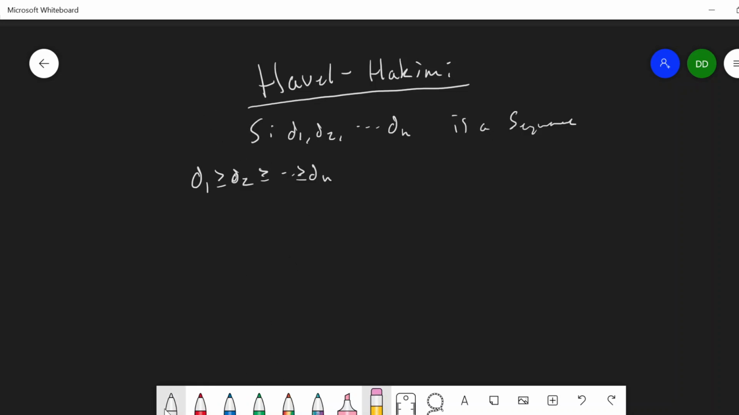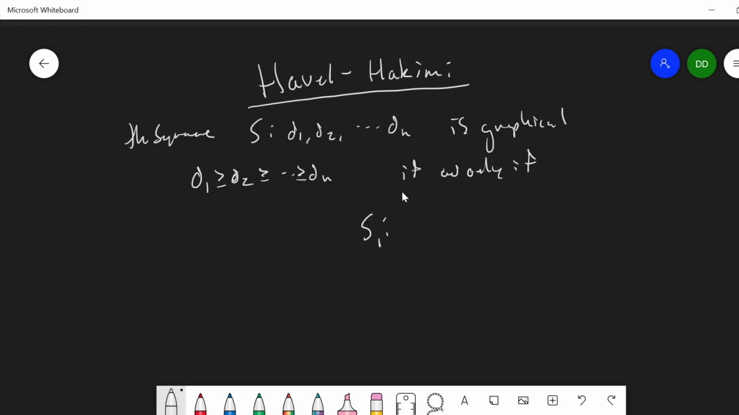I'll say S is a sequence. The sequence S with this property is graphical if and only if this sequence is graphical. So that is, we take away D1 and we remove the rest. Oh yeah, we're also going to call D1 delta, just so I can conform with the book.